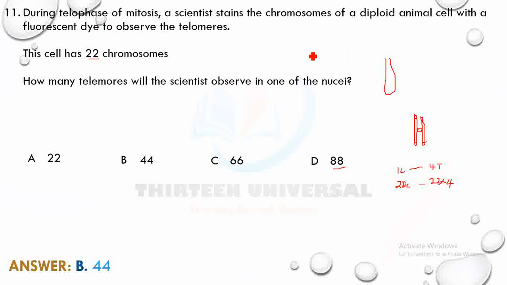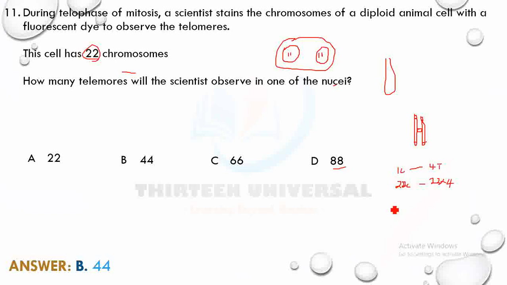Remember that if the cell has 22 chromosomes at telophase, it already has two nuclei. So the entire chromosome number in the entire cell is 22. That means each nucleus should have 11 chromosomes. They now ask how many telomeres will the scientists observe in one of the nuclei? So in one nucleus here, we'll have 11.